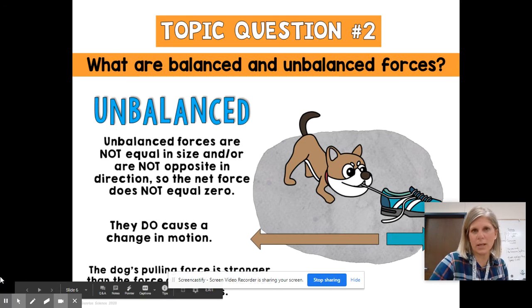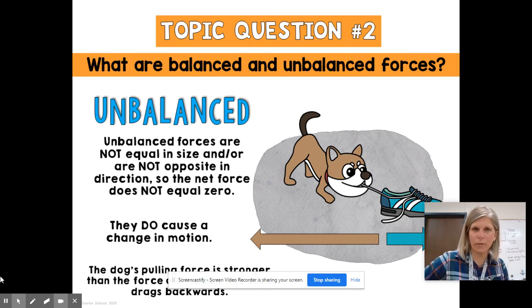But let's say I want to move a piece of furniture, and the furniture that I'm moving is exerting a certain amount of force on me, and I'm exerting a certain amount of force on it, but I can't get the furniture to move. That's because the force that I'm exerting is not greater than the force of the furniture. And so, in order for me to be able to move that piece of furniture, I have to have a force that's greater so that I can move it. And so that's what an unbalanced force is. It's when you have forces that are not equal to each other.